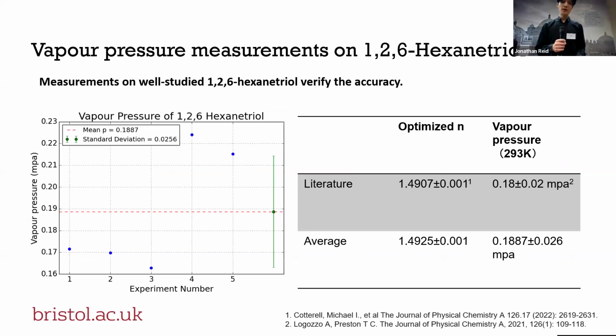In terms of the vapor pressure, if we assume the temperature at the droplet surface is the same as at infinite distance, then the droplet vapor pressure can be calculated by fitting the Maxwell equation to the time-dependent radius data. And the left plot shows the corresponding vapor pressure results for the same 5 measurements. Both the cavity ring-down and vapor pressure measurements have good agreement with the literature, verifying the accuracy of our experimental design.